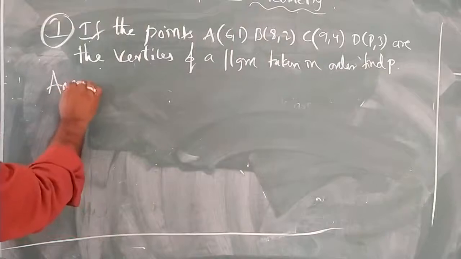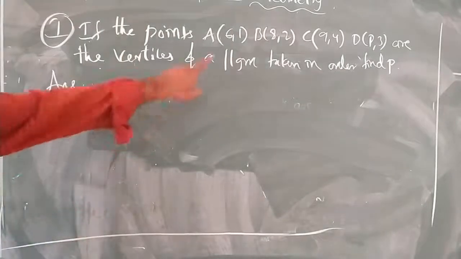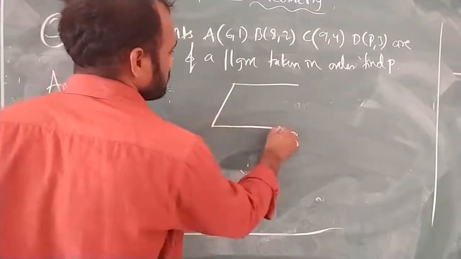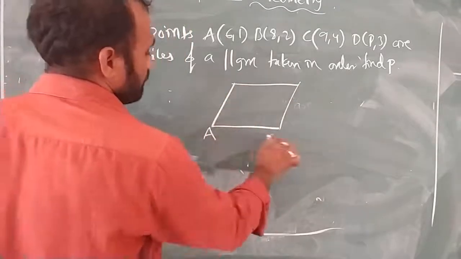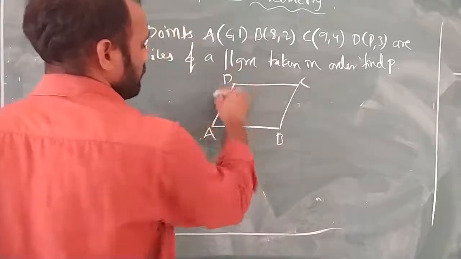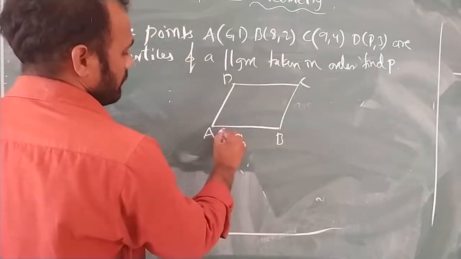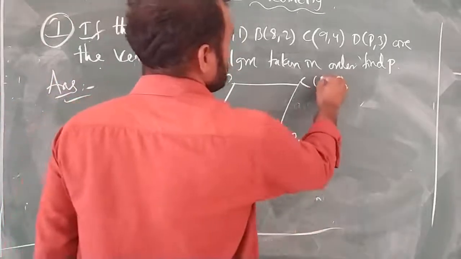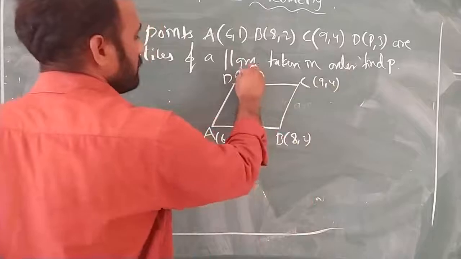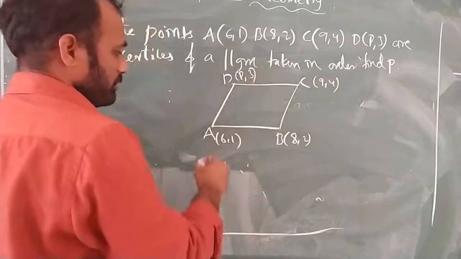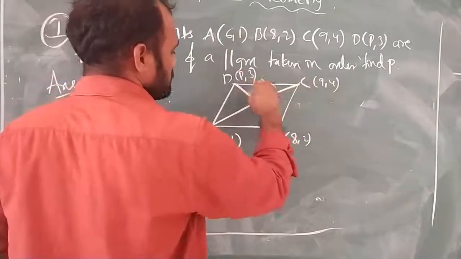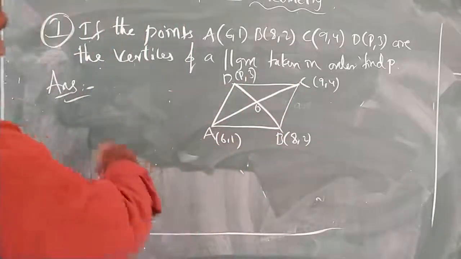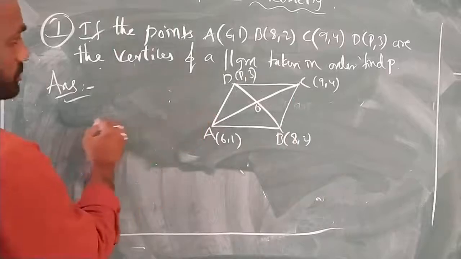Remember that in coordinate geometry, whenever the question talks about parallelogram vertices, we need to draw the parallelogram diagram. So A, B, C and D are written in order. A is (6, 1), B is (8, 2), C is (9, 4) and D is (P, 3). We need to join the diagonals. We learned that the midpoint of AC must be equal to the midpoint of BD. That is the formula to be used for this question.